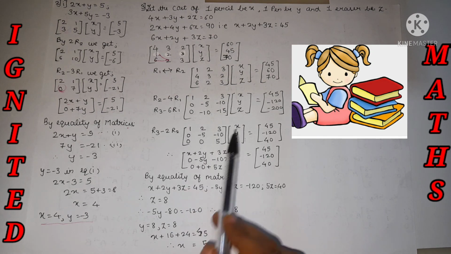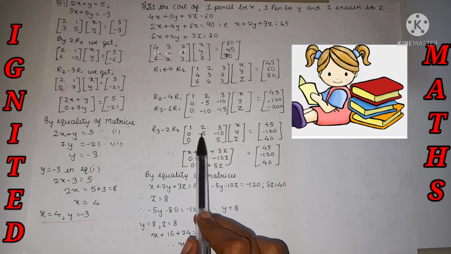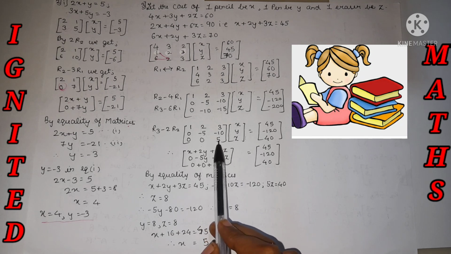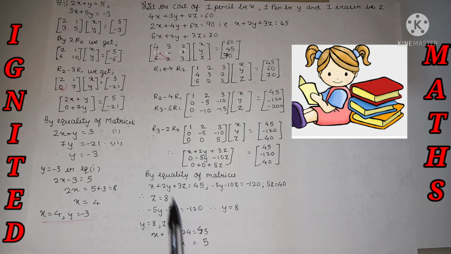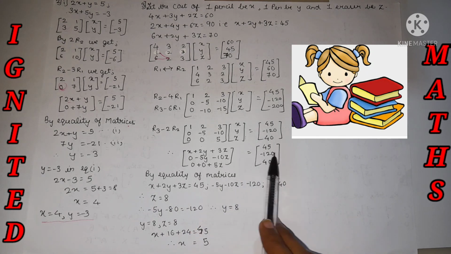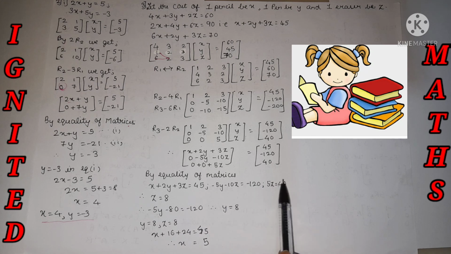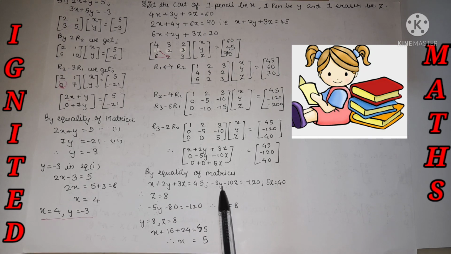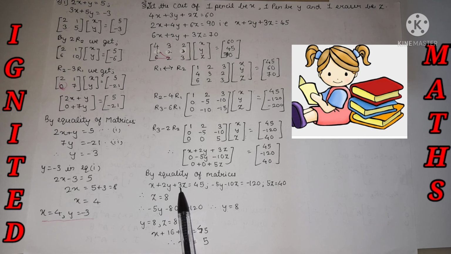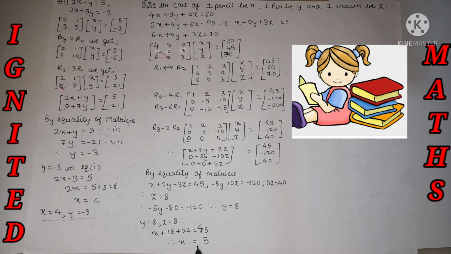x plus 2y plus 3z, minus 5y minus 10z, 5z, and the rest of the elements 0. Over here it is absolutely the same. By equality of matrices, just equate the matrices, and we get the answer: 5z is equal to 40, so z is equal to 8. Put z equal to 8 in any of the equations so that we can find the value of y. After finding y, put the values of y and z to get x. So we have found x, y, z using the reduction. If, for example, we find it by the inversion, we will get the same answer.